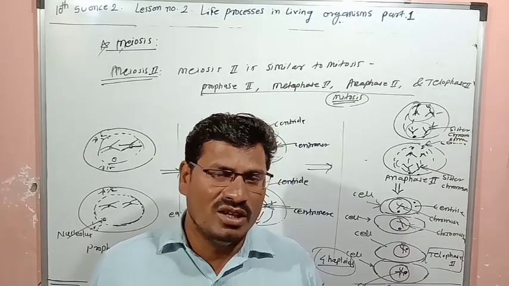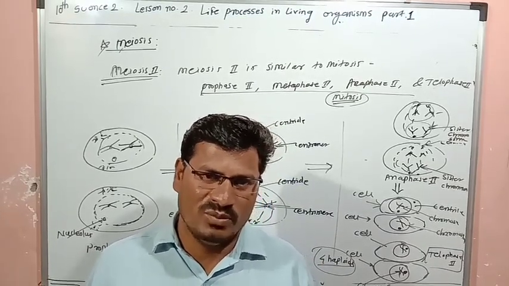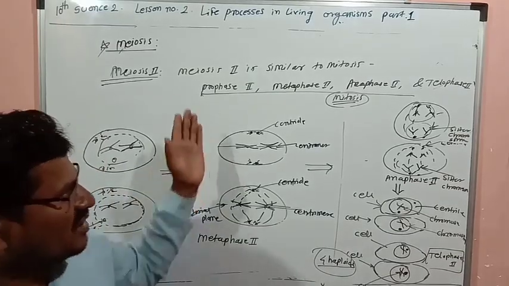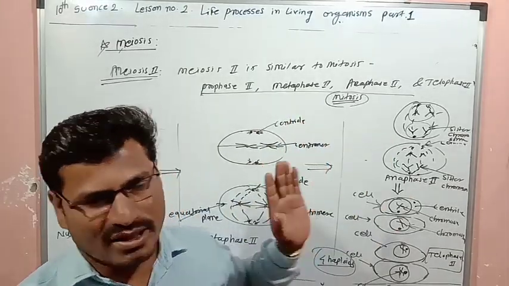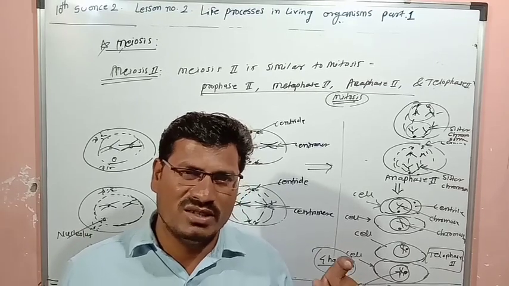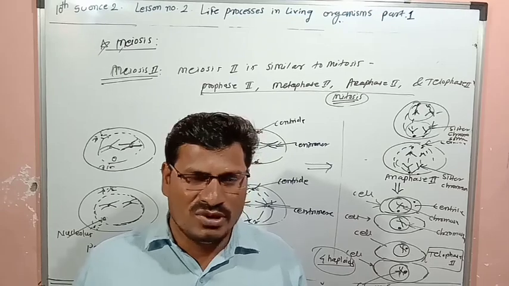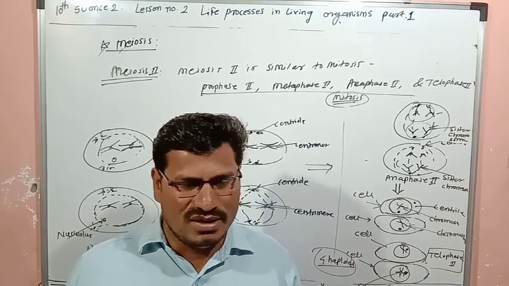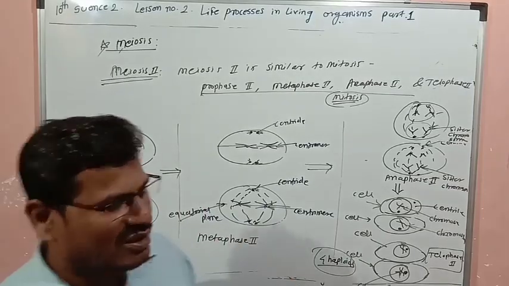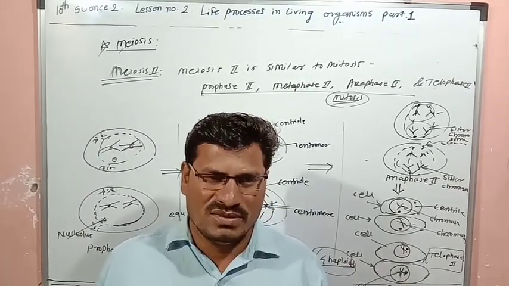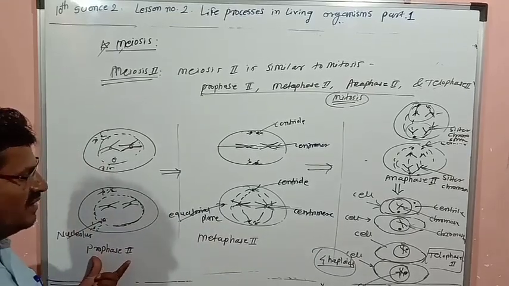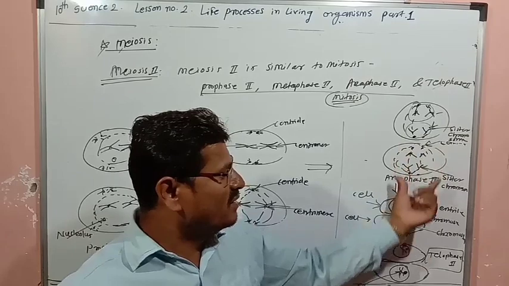So we have studied meiosis first and meiosis second. In meiosis first, prophase first has 5 stages: leptotene, zygotene, pachytene, diplotene and diakinesis. After that, metaphase first, anaphase first and telophase first. Then we studied meiosis second: prophase second, metaphase second, anaphase second, and telophase second.